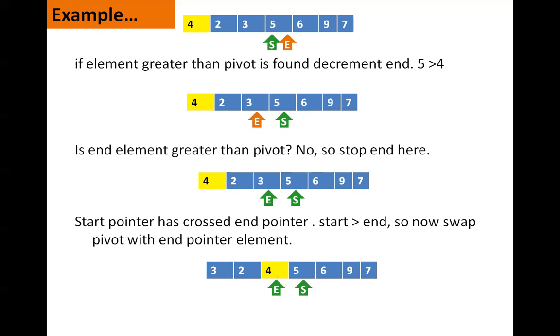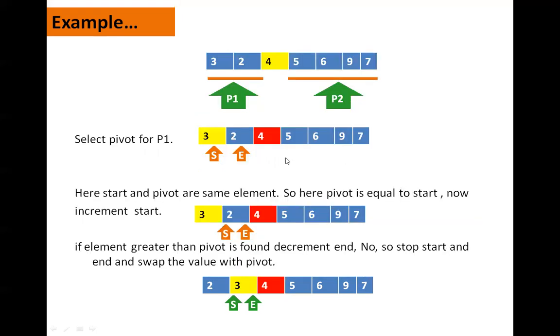What does that right position mean? All the items which are smaller than the pivot are on the left side. All the items which are greater than the pivot are on the right side. Fine. So all the items on the left side are smaller than the pivot, and all the items greater than the pivot are on the right side.